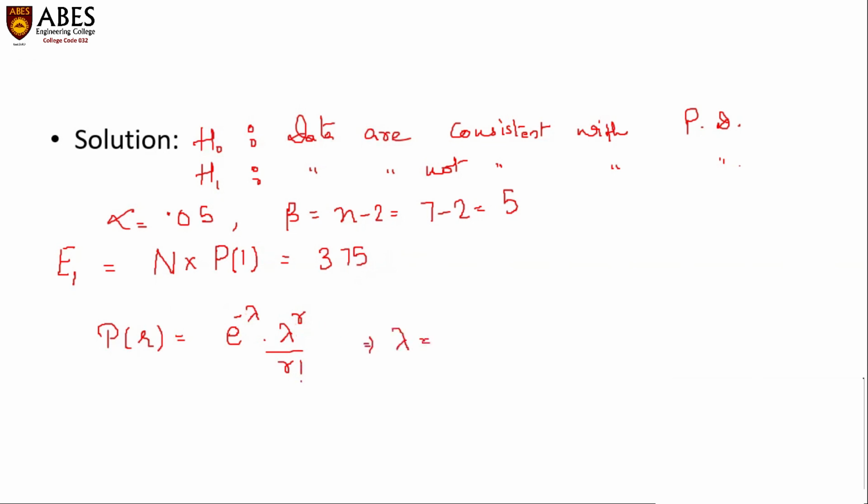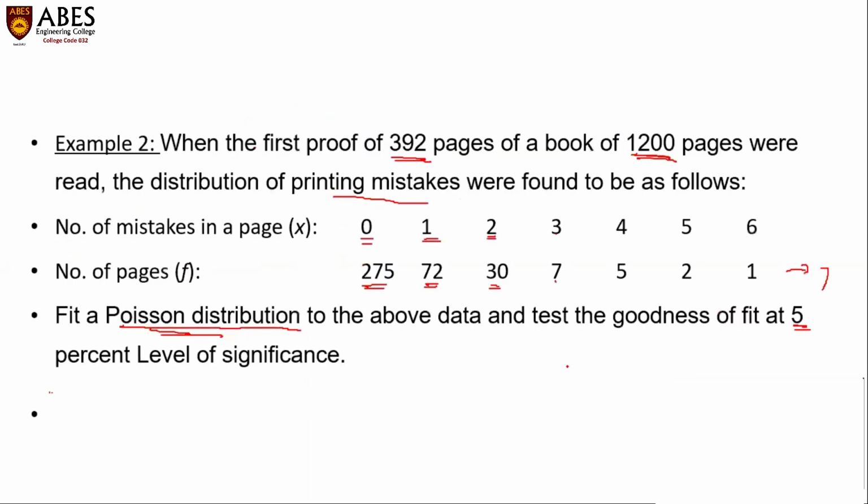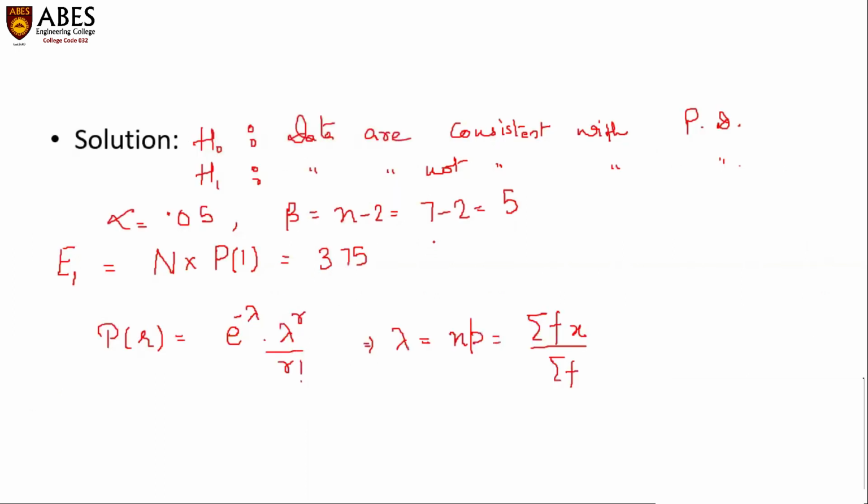Now remember, lambda is the mean, which can either be calculated by NP, or when a data distribution is given, it is calculated by summation fx upon summation f. And look here, in this data, x and f are given, and therefore we can find summation fx upon summation f from this table, which will come out as summation fx 189 upon summation f, that is 392, and this value will be equal to 0.4821.